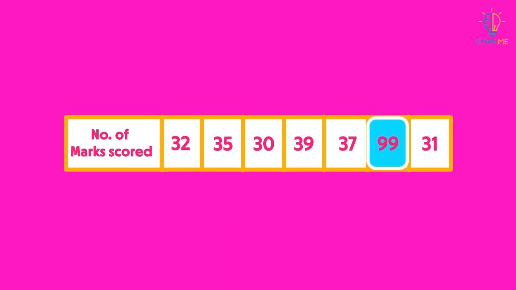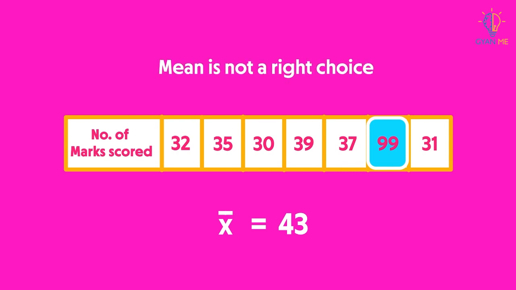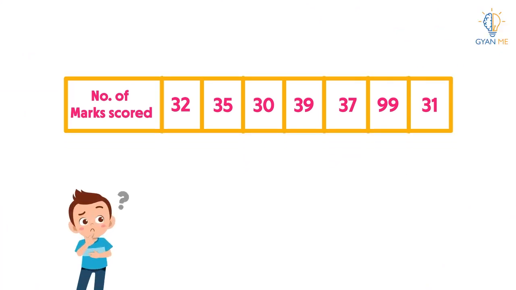But this outlier, the very high 99 mark, pulled up the mean of this entire data to a higher side, that is 43. So it affected our data. Thus in this case, when we have a higher outlier, mean is not the right choice as a representative of the data. Then how about median?